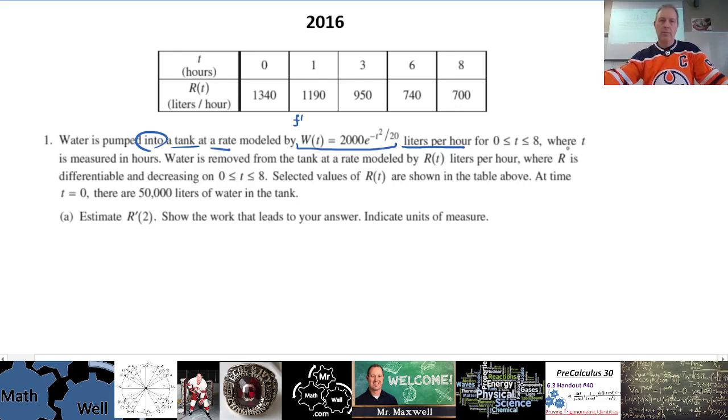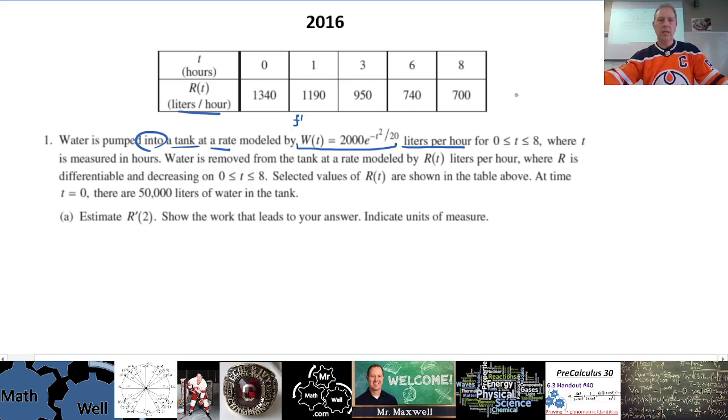Or is it in hours? Liters per hour? Yeah, what did I say? Seconds? No, sorry, I meant to say liters per hour if I didn't. Did I say something wrong? No, I just don't know if that changes the question at all. Well, we have liters per hour here in our table, which we haven't got to yet. We don't know what R(t) is. We know what W(t) is.